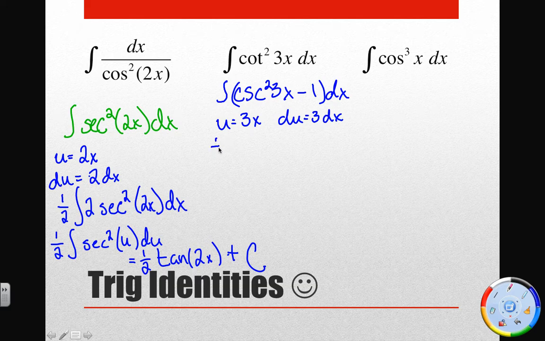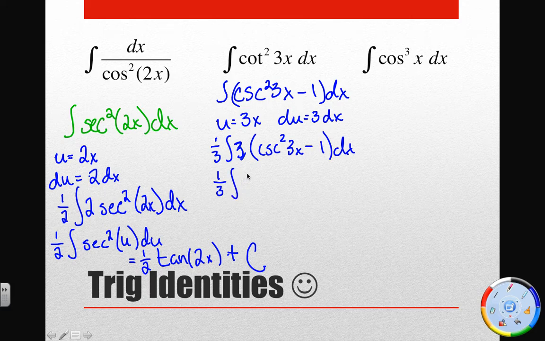I'm going to say it's 1/3 of 3 cosecant squared 3x minus 1. Now I can use my substitution. 3 dx is du. And this is going to be cosecant squared of u minus 1 du.